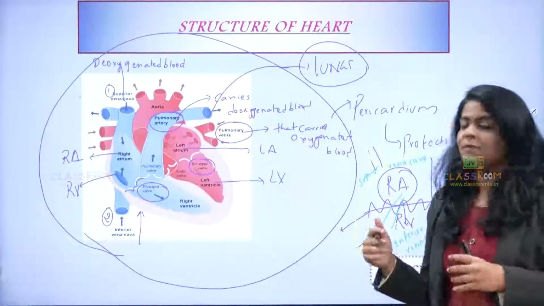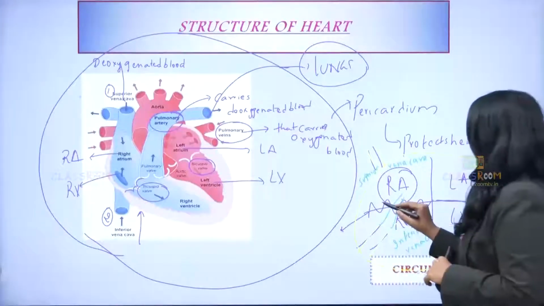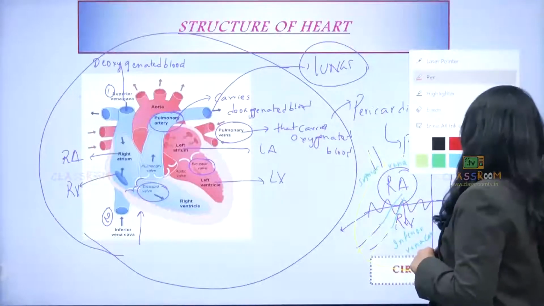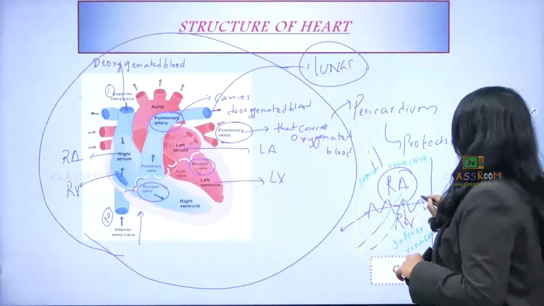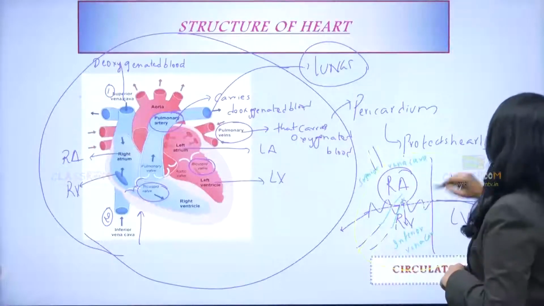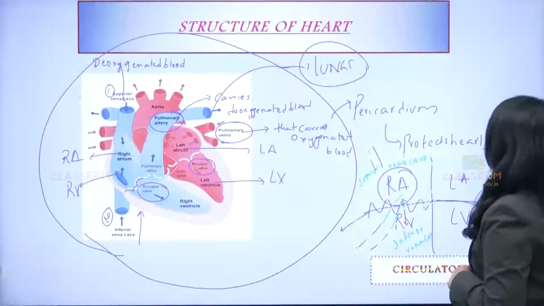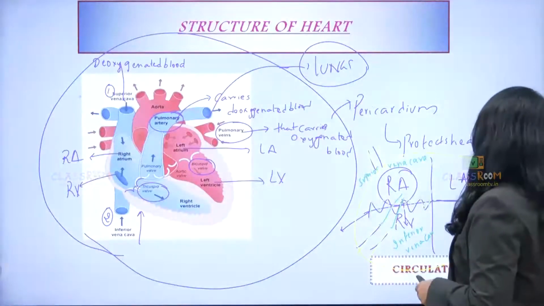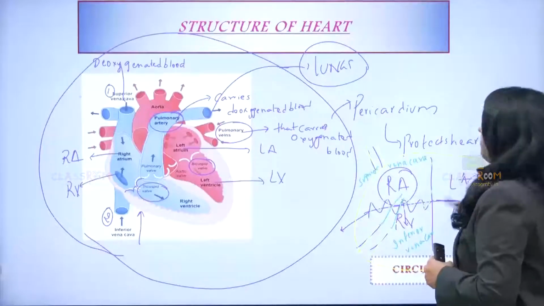From right atrium, the blood is going to go down to the right ventricle, and the door in between them is called the tricuspid valve. From here the blood goes to the lungs for purification, and the oxygenated blood enters the left atrium through pulmonary veins.